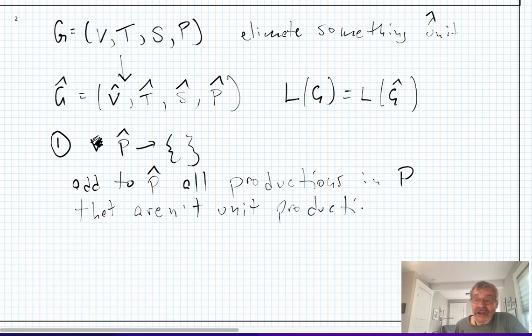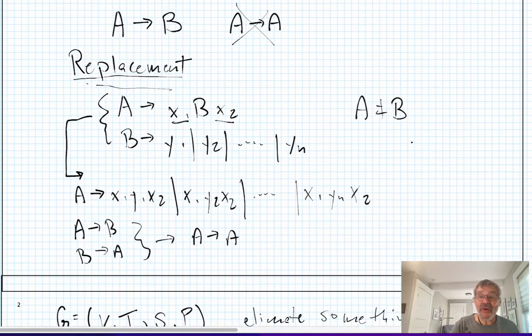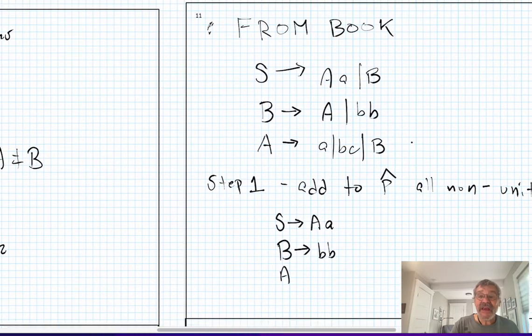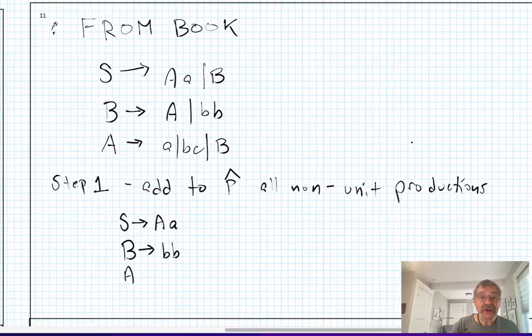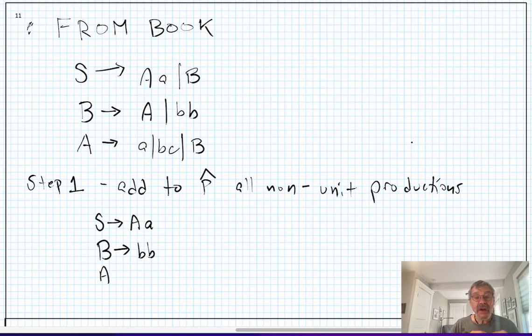Now I've taken the liberty of doing this already. Let me see if I can get to it. It's over here, and this is the example from the book. If you take a look at the original grammar right over here, we can see that S is given by capital A, lowercase a, or B. Well, S given B is a unit production, so we get rid of that, and we come down here and have a restatement of what S is. Notice we've eliminated the unit production.